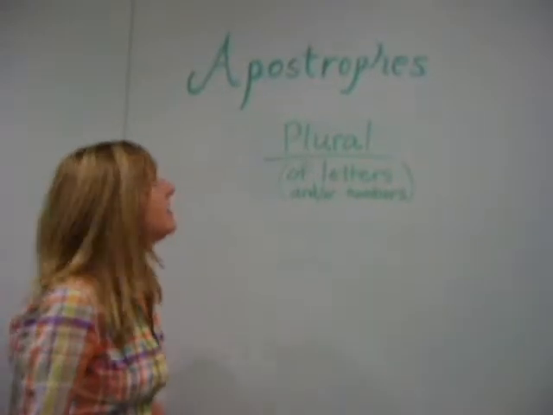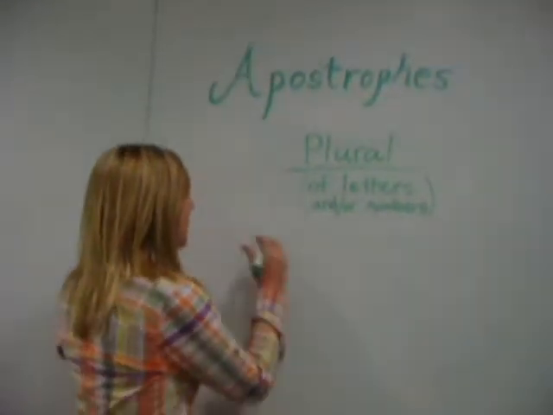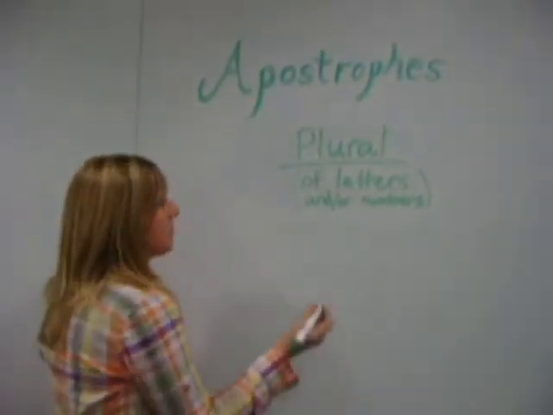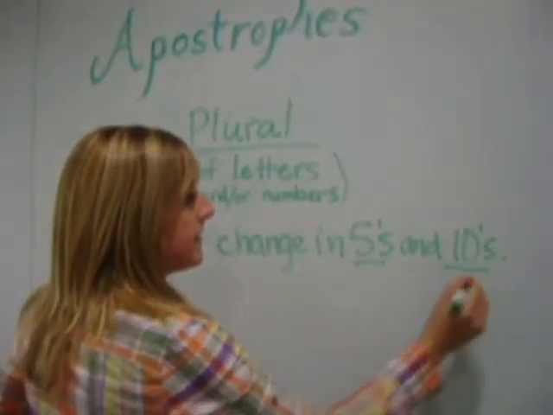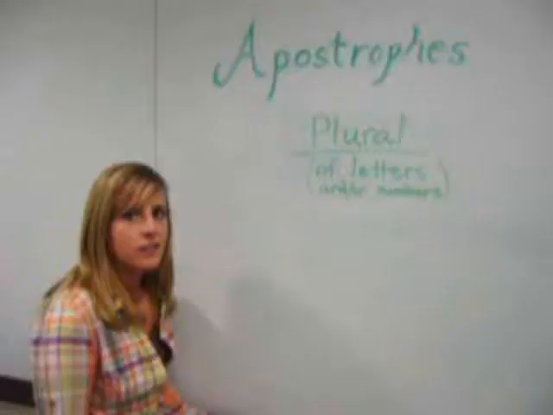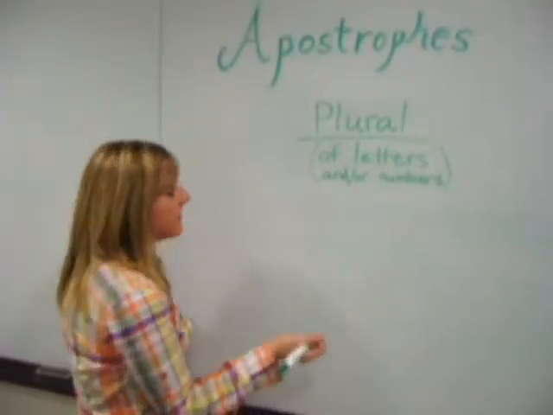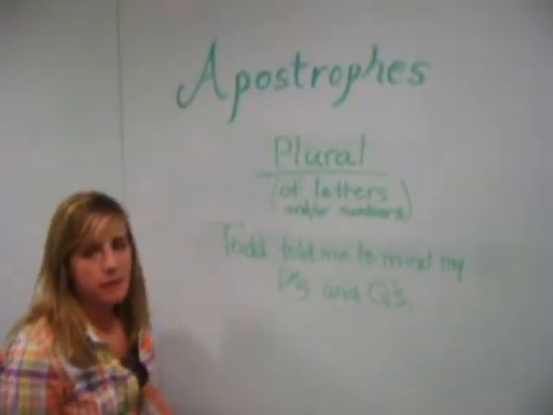The second purpose of apostrophes is to show plural of letters and numbers. Take this sentence for example. 5s and 10s is going to be shown plural just by putting an apostrophe in. The second example of showing plural in letters is the sentence that follows. Todd told me to mind my P's and Q's.